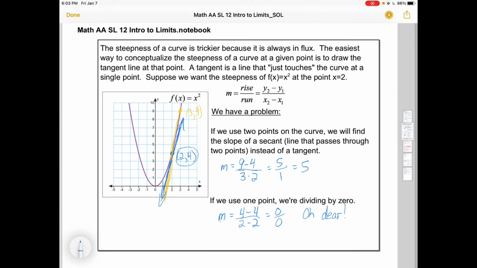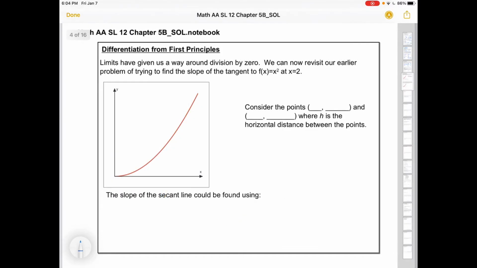We tried to use a secant, but that wasn't quite good enough. It gave us a slightly different slope. And when we used the same point twice, we got 0 over 0, which at this point looks pretty fishy, because 0 over 0, when that happens at a limit, we say, oh, maybe there's fancy stuff we can do. And so today we're going to revisit that idea.